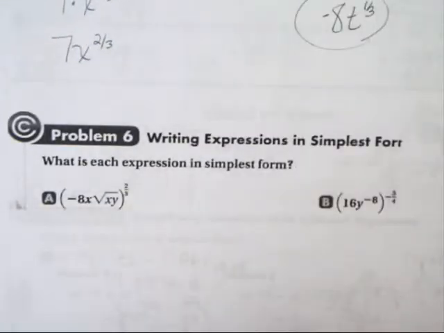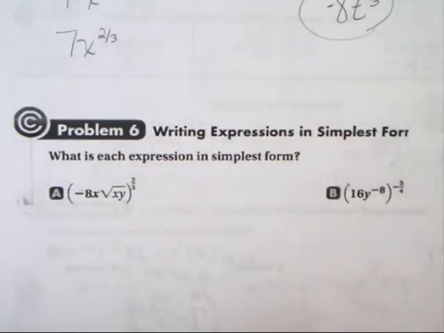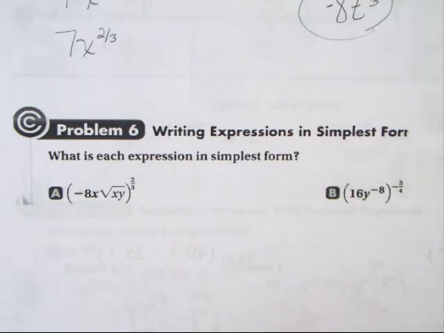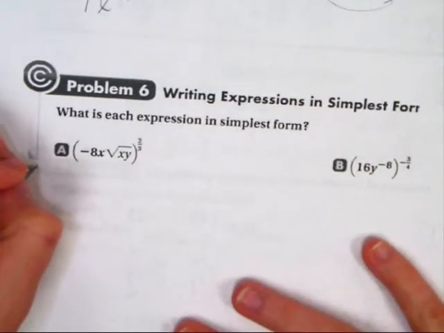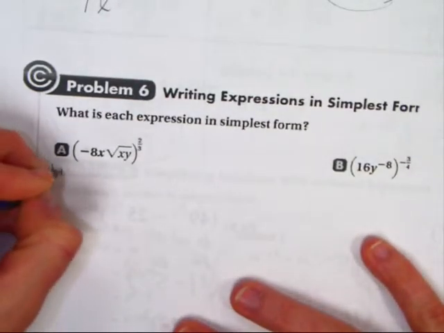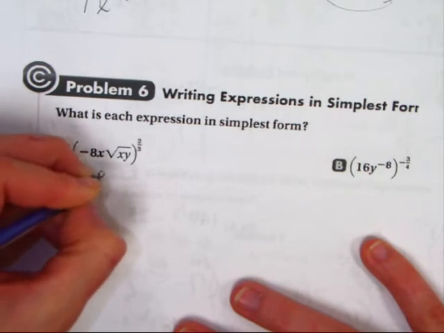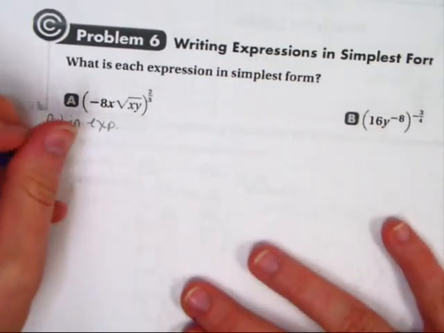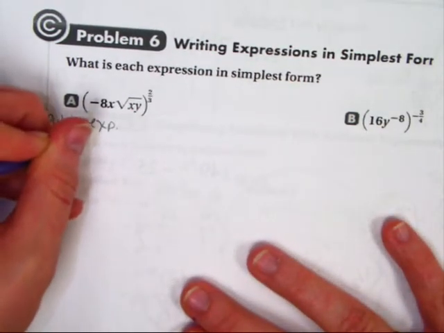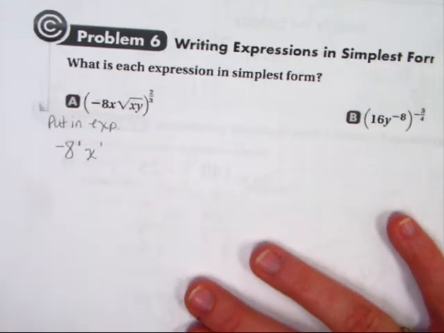Alright, problem 6, writing in simplified form. Notice in problem A, everything is kind of jumbled together. What we need to do first is fix everything to exponential form. Put that down. Put in exponential form first. You ready? That's negative 8 to the first, x to the first.